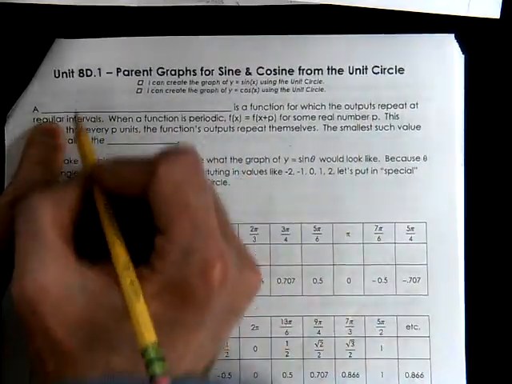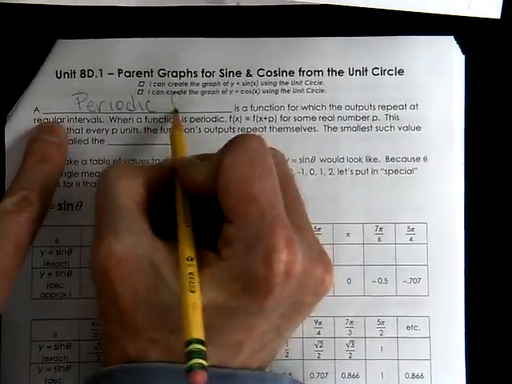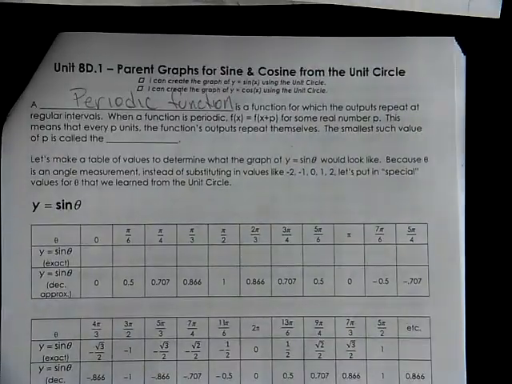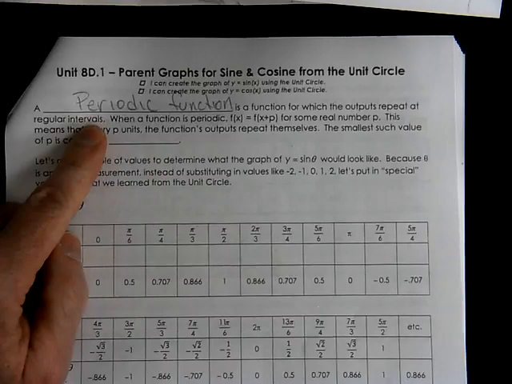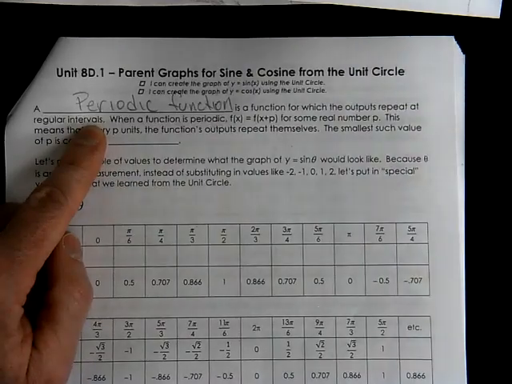So these types of graphs, we call them periodic functions. It's a function for which the outputs repeat at regular intervals. So the graph is going to continue on forever, and it's possible to slide the graph over on top of itself. It just repeats itself again and again.